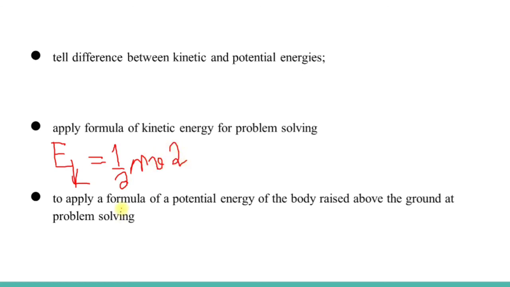And the last one is to apply the formula of potential energy of a body raised above the ground in problem solving. Және біз не істедік? Потенциал энергия формуласын жоғары көтерілген объекттер үшін қолдандық. So the formula of potential energy is EP. Yes, potential energy is equal to mass times gravity times height. So, осылай біз сабақта үйрендік бүгінгі.